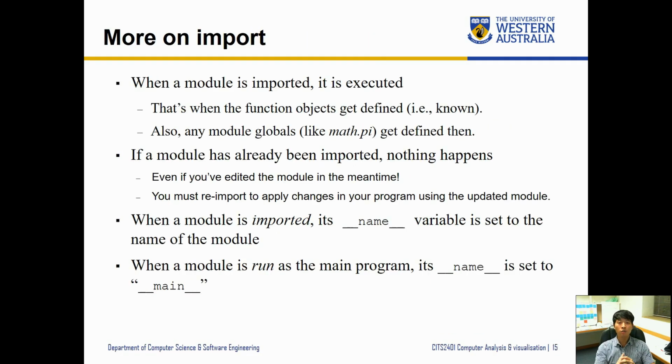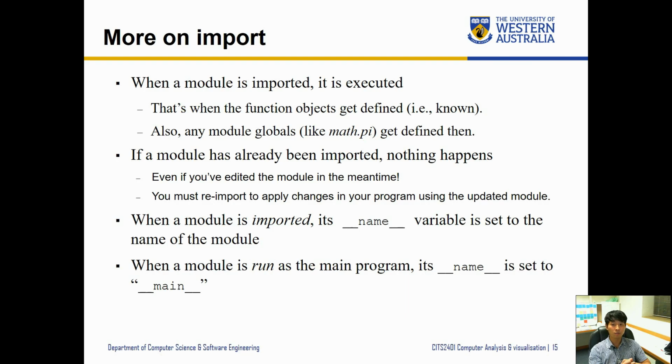And a little bit more on import. When a module is imported, it is executed. So that's when the function object gets defined. Also, any module globals get defined at this time. So pi was a global value from a math module. Okay, and if a module has already been imported, basically nothing happens.